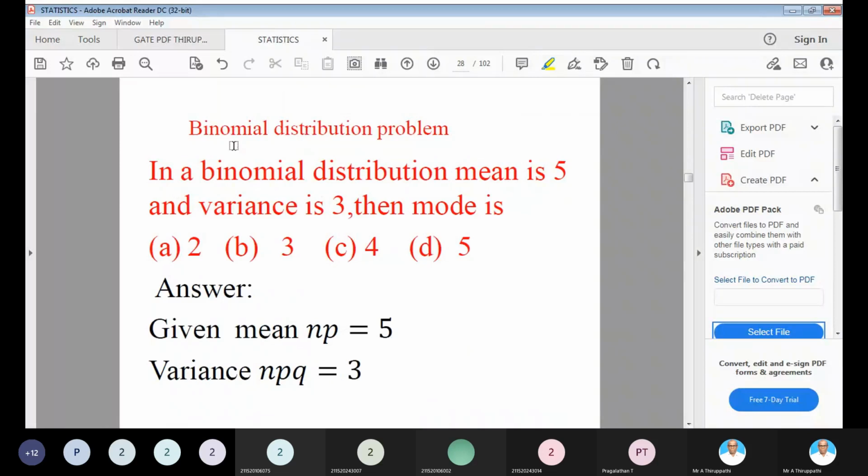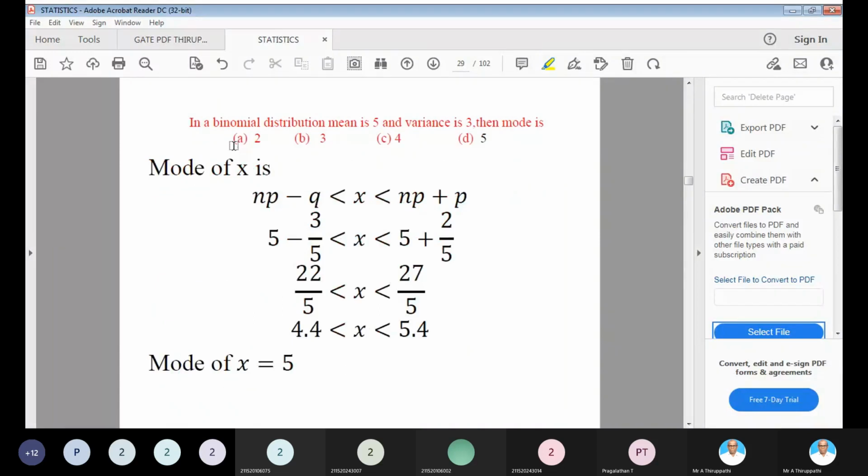Next, binomial distribution with mean 5 and variance 3. Then what is the mode? So mean is equal to 5, variance equal to 3. The mode of x lies between np minus q and np plus q. So np minus q is less than or equal to x, less than or equal to np plus q. What is the np mean? Mean is given as 5. So 5 minus 3 by 5 is less than or equal to x, less than or equal to 5 plus 2 by 5.